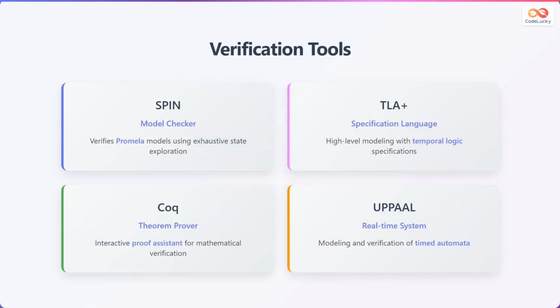Verification tools. Spin is a model checker that verifies Promela models using exhaustive state exploration. TLA+ is a specification language that is used for high-level modeling with temporal logic specifications. Coq is a theorem prover that is used as an interactive proof assistant for mathematical verification. UPPAAL is used for modeling and verification of timed automata.